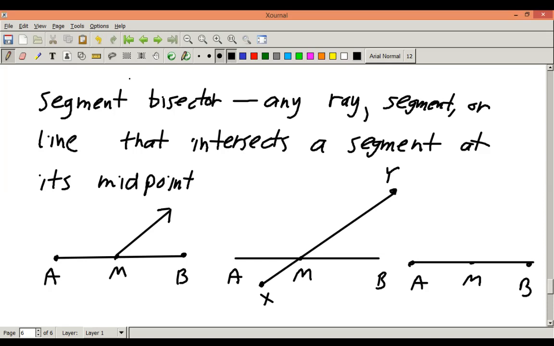And you could have another line. Let's call that line L. So line L is a segment bisector because it passed through the midpoint of the line segment. So it's a segment bisector. Each of these situations, each of these segments had a midpoint, and the line, ray, or segment went through that midpoint, so bisected that segment AB.